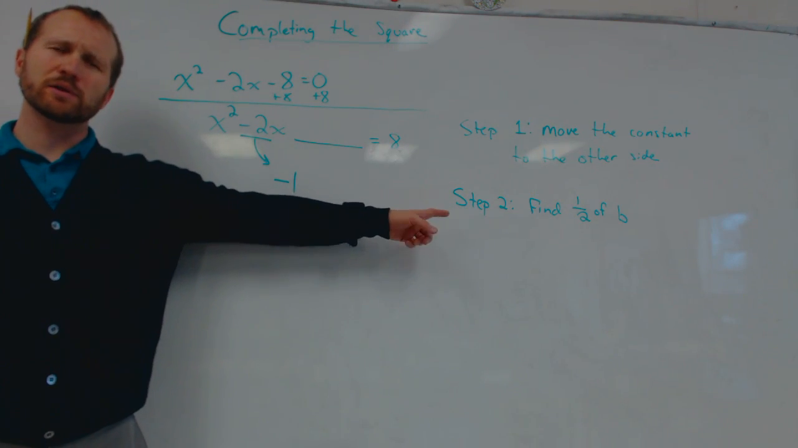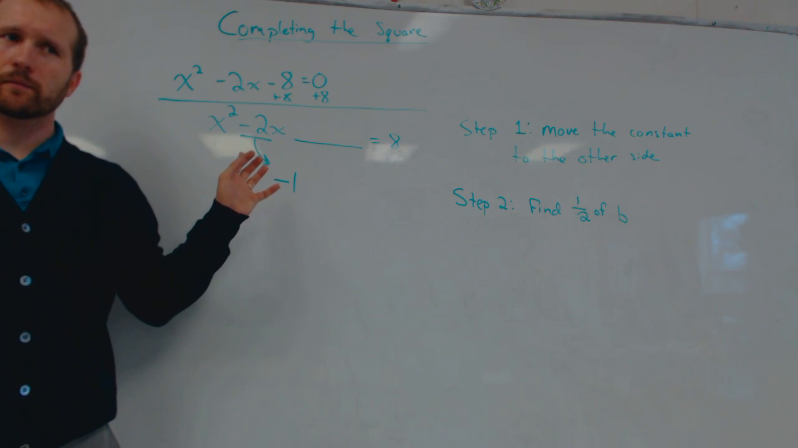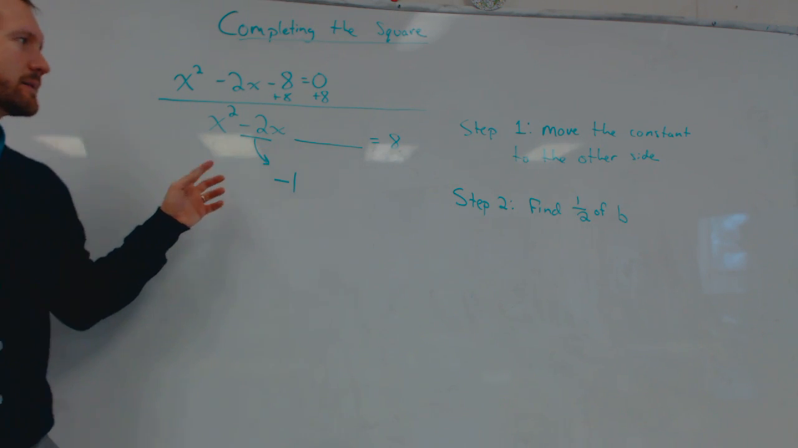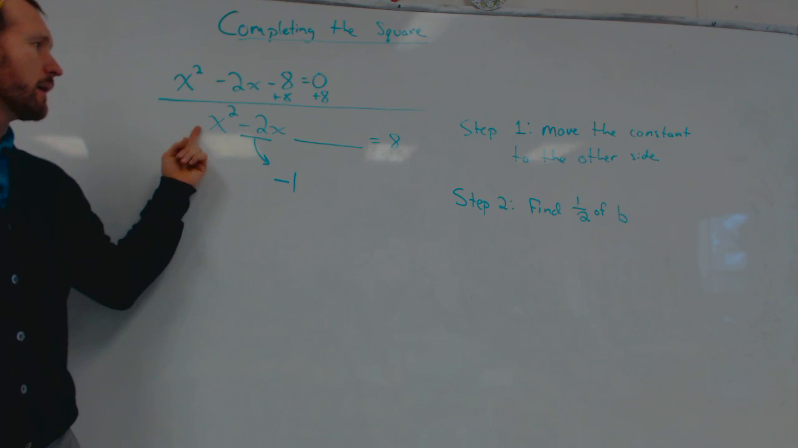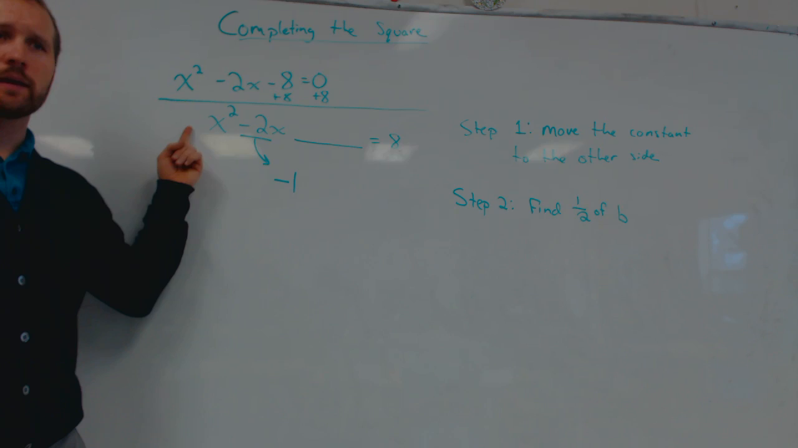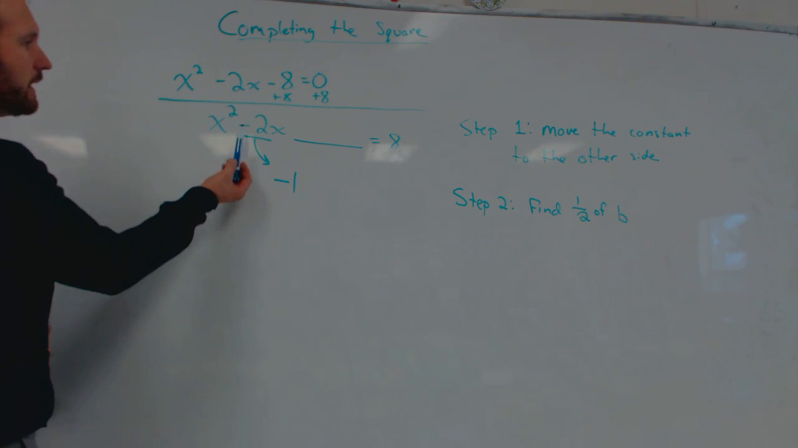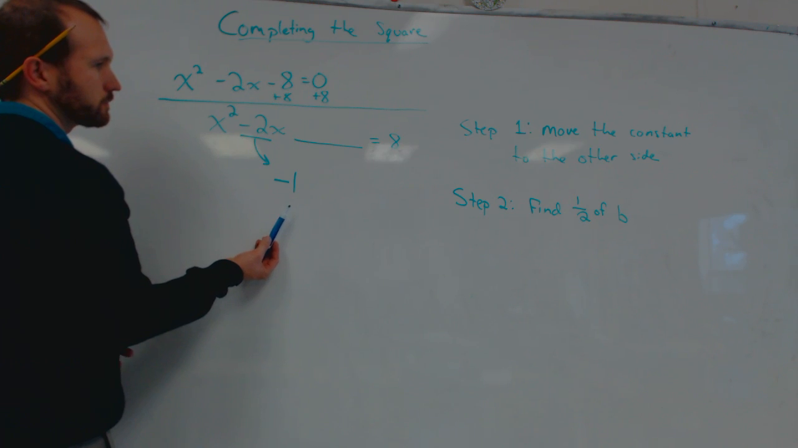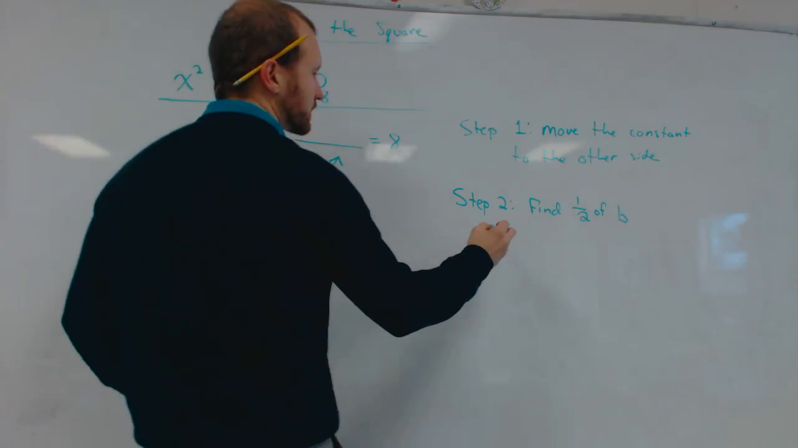Technically this is not step 2, but for all the problems we're going to do today, this is step 2. The reason I say that is if I had an A, which we'll look at probably tomorrow or the next day, if I had something in front of x squared, I actually have to get rid of that first. But we're not going to worry about that for now. So find half of B, and then immediately I square that.